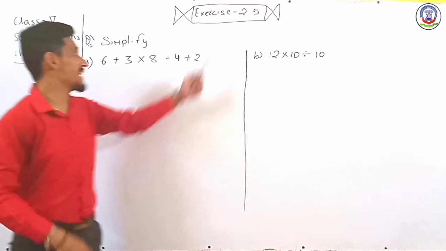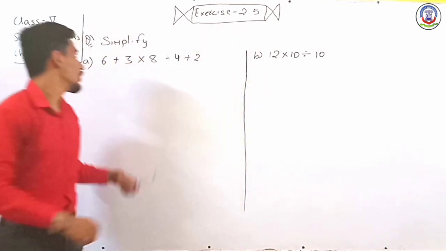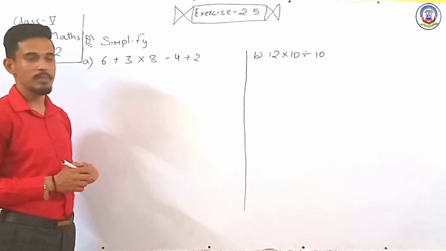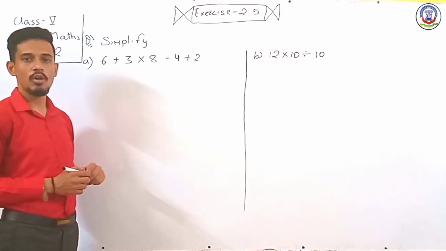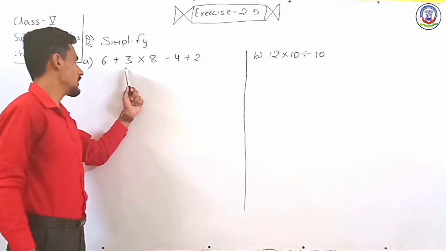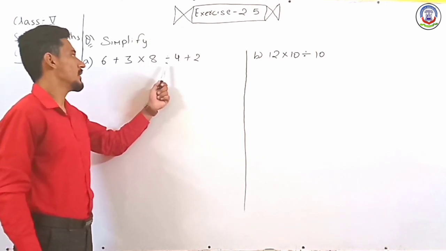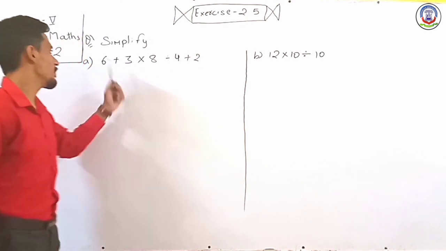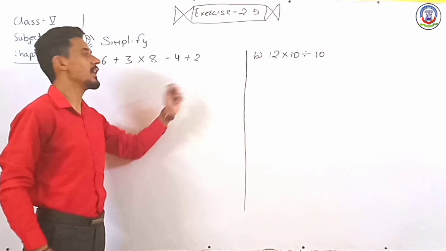Now we move to exercise 2.5, question number 1, simplify. अब हमने जो सीखा सिंप्लीफाई के बारे में उसके हिसाब से सम्स सॉल्व करने हैं. First we have 6 plus 3 multiply 8 divide 4 plus 2. So in this we have plus, multiplication, divide and plus.